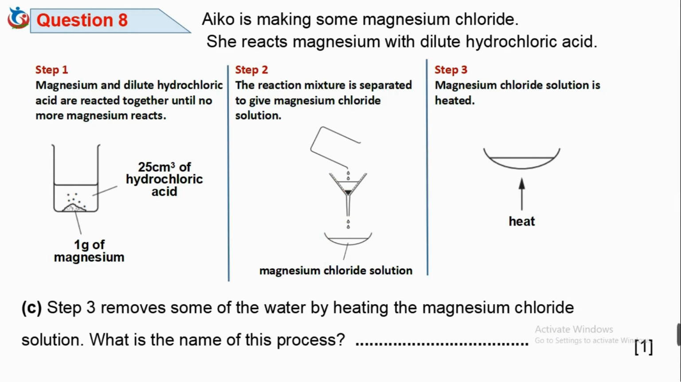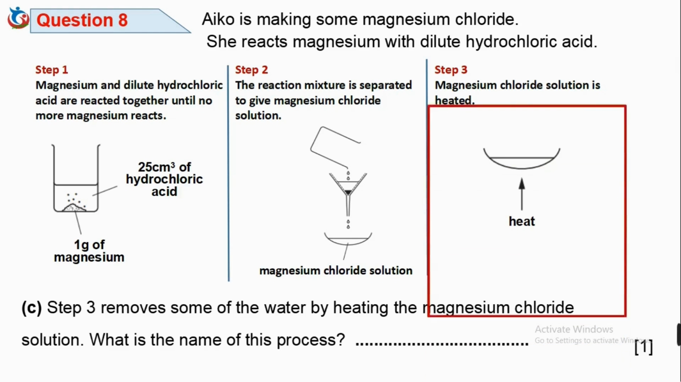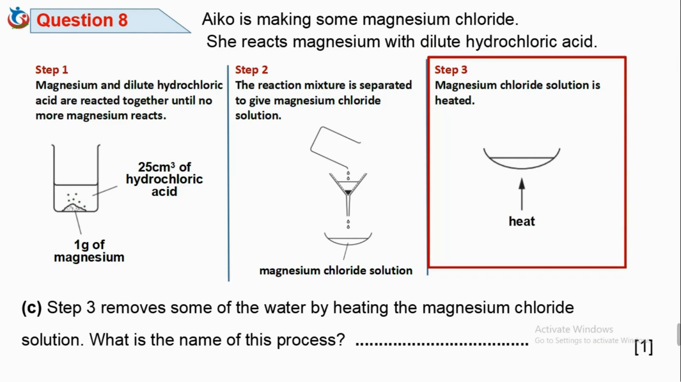Question 8c. Step 3 removes some of the water by heating the magnesium chloride solution. What is the name of this process? Now go back to step 3. The application of heat will cause evaporation or boiling. Therefore, the process in step 3 is called evaporation, though boiling is also acceptable.